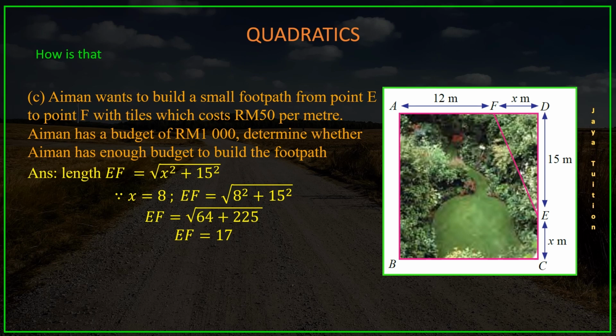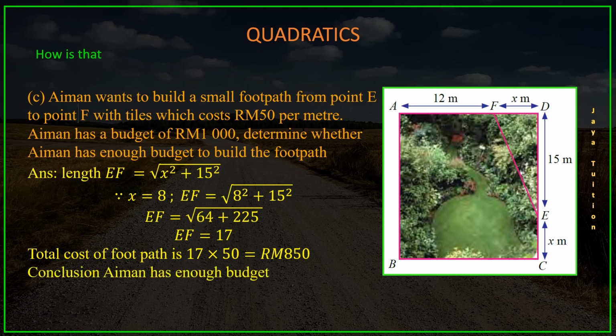The total cost of the footpath will be 17 meters multiplied by 50 per meter, and the total cost comes out to be equal to RM 850, which is lesser than the budget RM 1000. So therefore the conclusion is that Ayman has enough budget.